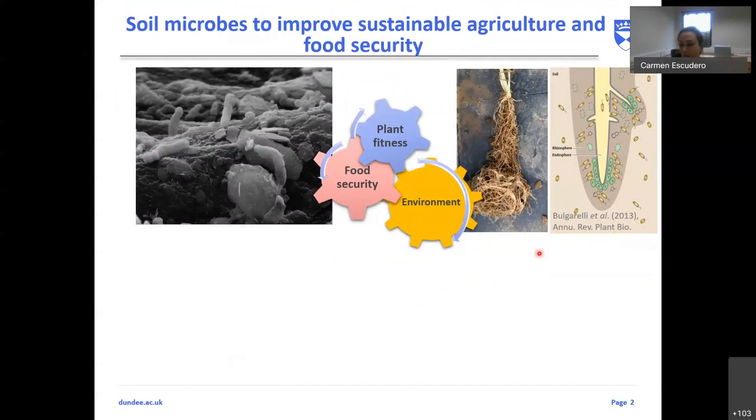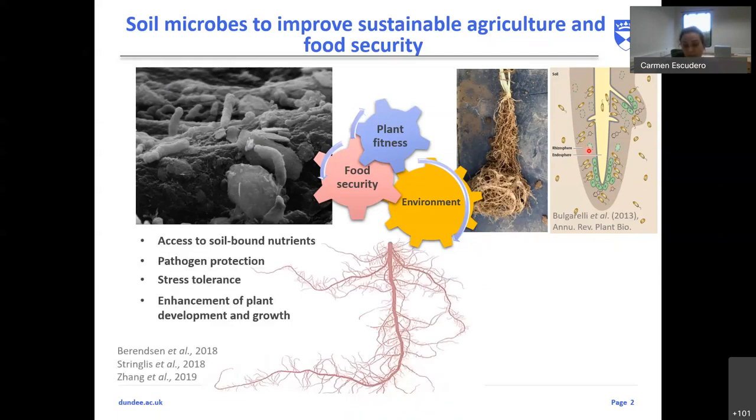And in this project, we are focused on the rhizosphere. The rhizosphere is the thin layer of soil that is surrounding the roots. And this particular area that we were listening about before is highly influenced by the plant inhabiting this space. This environment is so exceptional that only certain microbes can thrive under these conditions. And we are interested in these microbes because they have been shown to provide access to soil nutrients and protect plants against abiotic and biotic stresses, and they can even enhance plant development and growth.